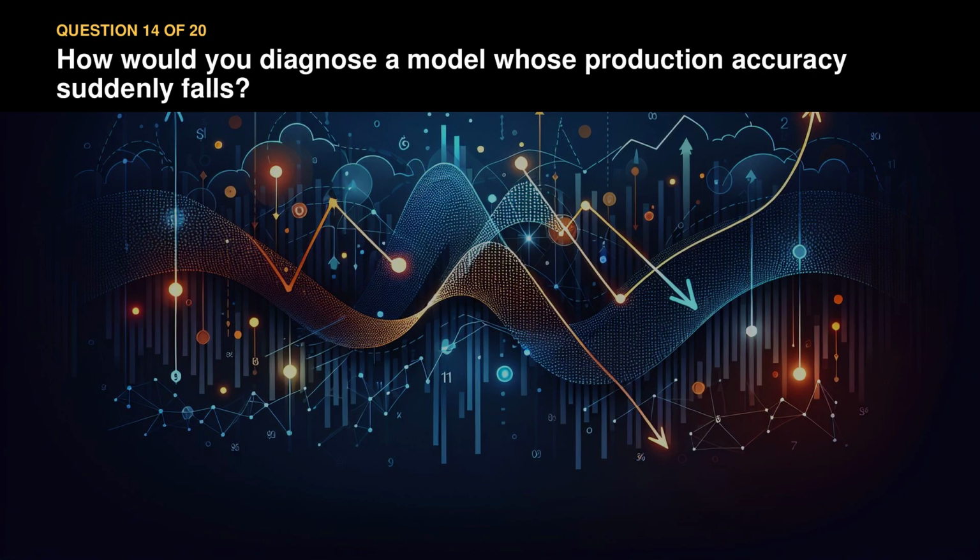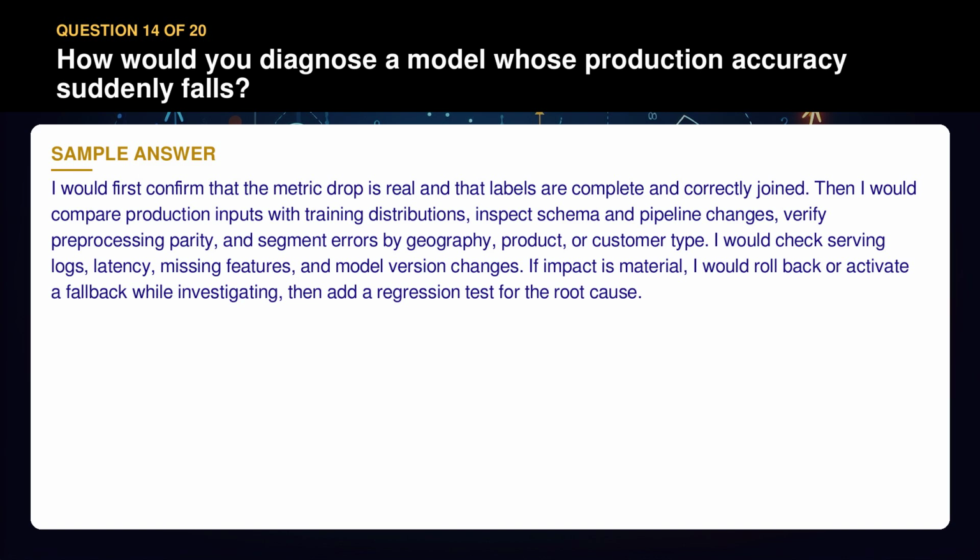Question 14. How would you diagnose a model whose production accuracy suddenly falls? I would first confirm that the metric drop is real and that labels are complete and correctly joined. Then I would compare production inputs with training distributions, inspect schema and pipeline changes, verify preprocessing parity, and segment errors by geography, product, or customer type. I would check serving logs, latency, missing features, and model version changes.